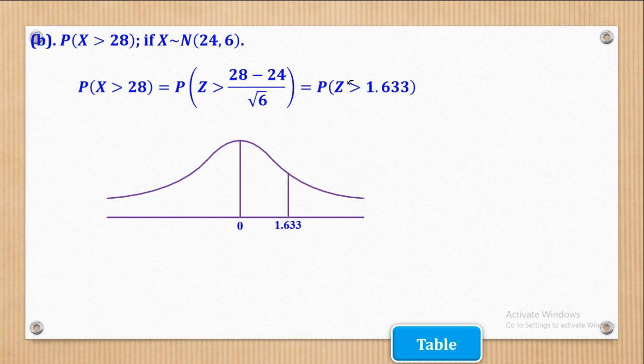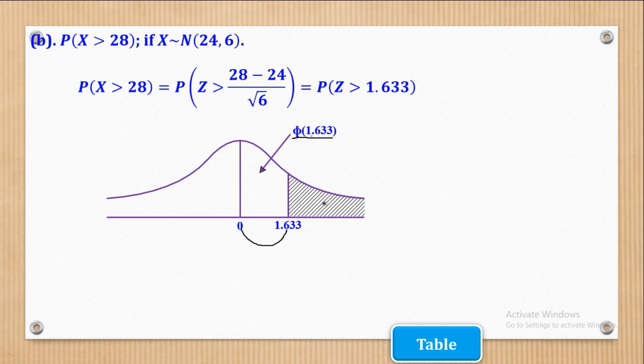After that, we look at the inequality. This one means greater than. Greater than means you shade going to the right, so let's shade that. Then after that, you should remember that phi denotes probability from 0 to that z value. So from here to here is phi of 1.633.